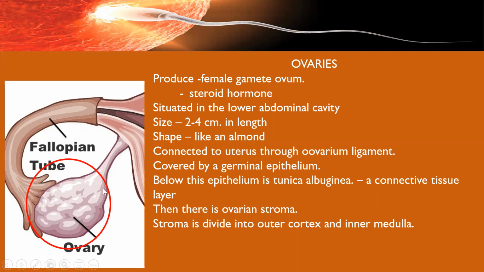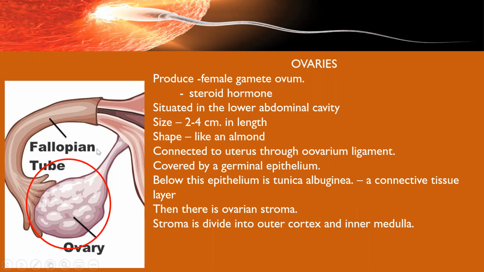Ovaries perform two functions. One is they produce the gamete, the ovum, and the second is they produce the hormone estrogen. You have studied in earlier classes that estrogen is responsible for the secondary sex characteristics in females. The size of the ovaries is 2 to 4 centimeters, and the shape of the ovaries is just like an almond.